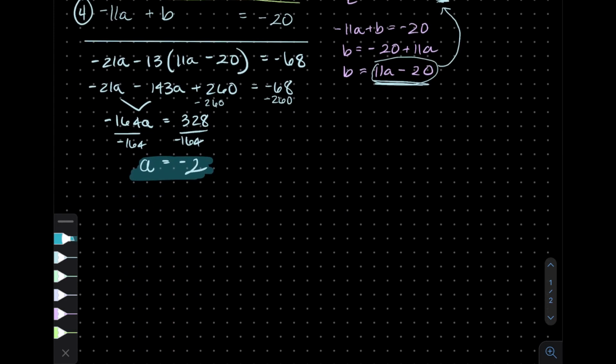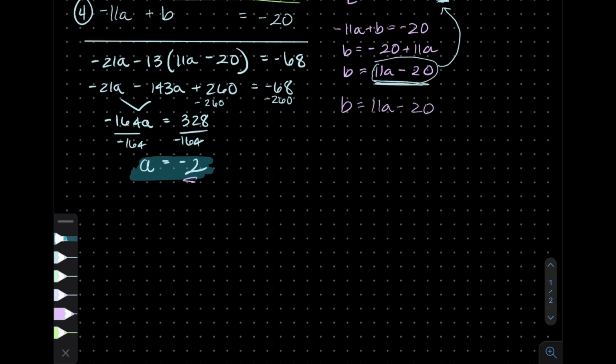Okay, we keep rolling. Now once you have one equation solved, it's like it falls in place. It's like dominoes, if you've ever lined up dominoes, right? Because now we can just work backwards. We don't actually have to do any more substitution, any more elimination. You could. I don't know why you would. Because look, we already know what b is equal to, right? b equals 11a minus 20.